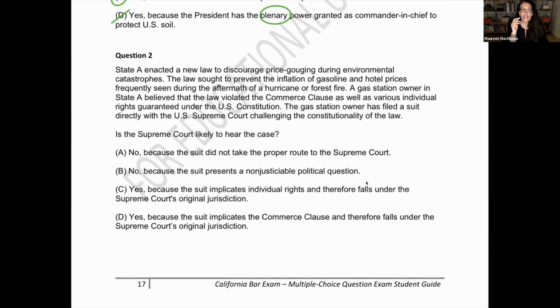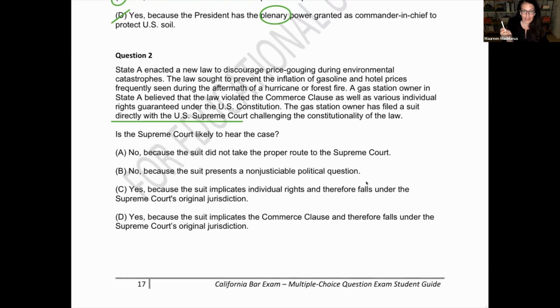So here, is the Supreme Court likely to hear the case? So let's look at it. A, no, because the suit did not take the proper route to the Supreme Court. Yeah, this looks pretty good because they filed directly with the U.S. Supreme Court. That's original jurisdiction. This is not a case where the Supreme Court has original jurisdiction. The Supreme Court has very limited original jurisdiction that cannot be expanded. And so we can't expand it to include this.